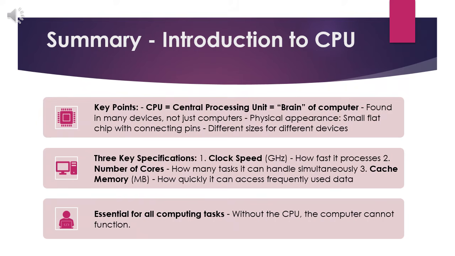When comparing CPUs, keep these 3 key specifications in mind. 1. Clock speed, measured in gigahertz, which tells you how fast it processes instructions. 2. Number of cores, which determines how many tasks it can handle at the same time. 3. Cache memory, which dictates how quickly it can grab the data it uses most often.